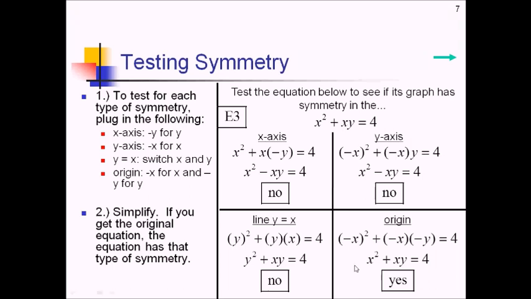So that's it for our discussion of reflections and symmetry. Join me next time when we talk about dilations.